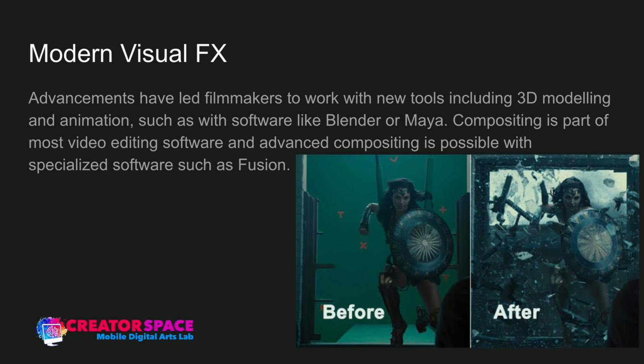Then there's also advanced compositing, and that becomes possible with more specialized software such as Fusion, where you can get into some more advanced type of compositing. But essentially the green screen aspect is something that can be done in post-production. It could also be done in camera, or as you're going. It could be done live.